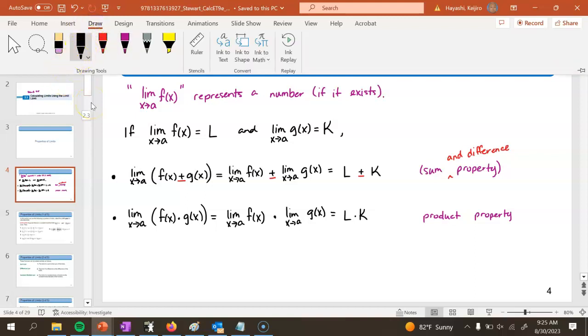And looking at these, it's not like you'll have to explicitly remember each of these. You're never going to be asked to write out the sum property. So it's not like you have to memorize these. Just know that this is a thing that you can do with limits, is break them up in this way.